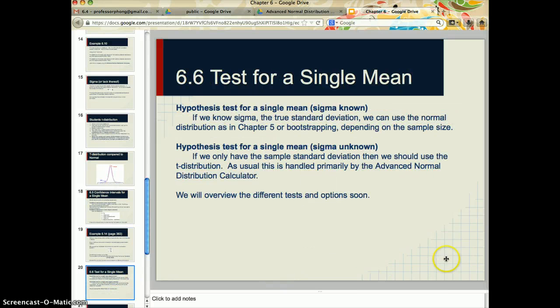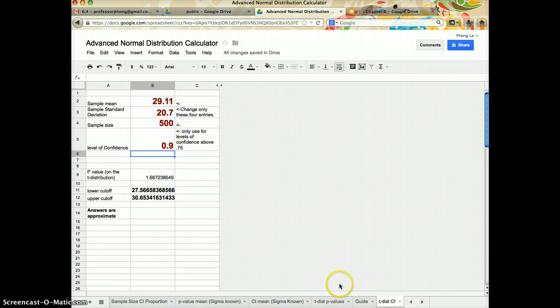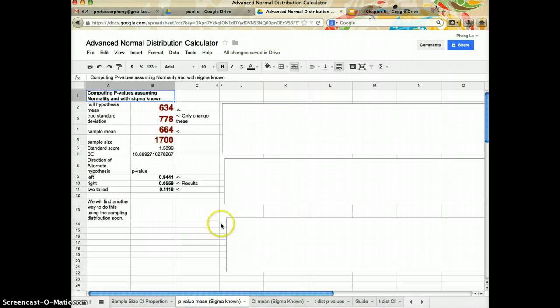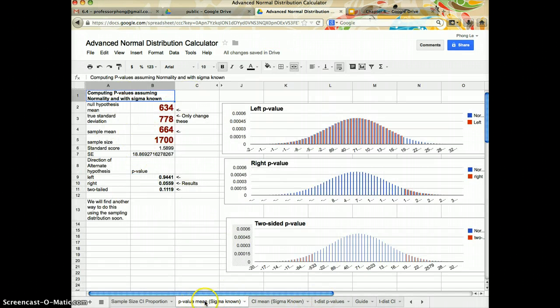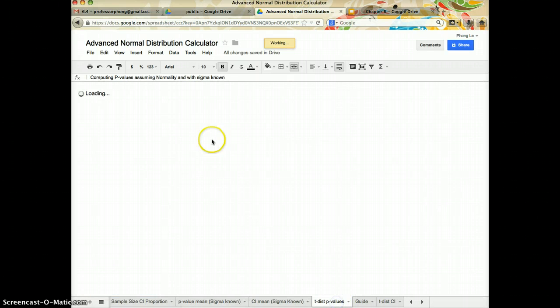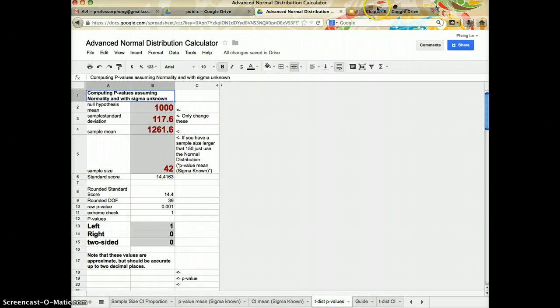Section 6.6, test for a single mean. So in section 6.5, we're doing confidence intervals for a single mean. In 6.6, we're doing a hypothesis test for a single mean. It works in a very similar way. If we know the true sigma, then we're going to use the normal distribution. If we don't know the true sigma, then we're going to use the t-distribution. Over here, that means if we know the true sigma, we're going to do this, p-value, sigma known, and if we don't know it, then we're going to do this with the t-distribution.